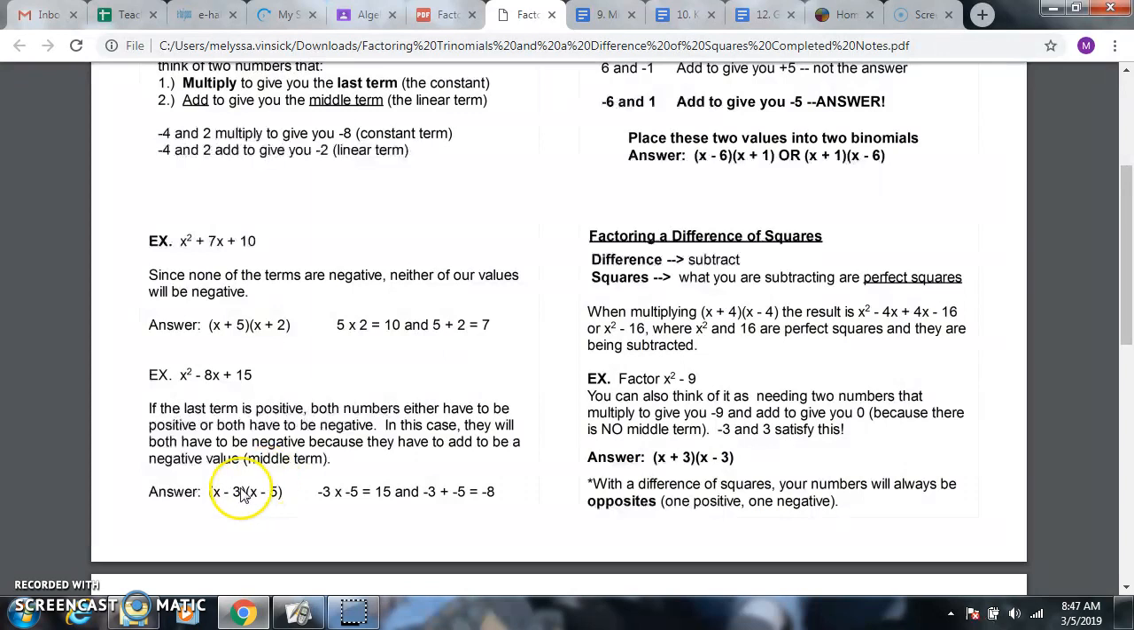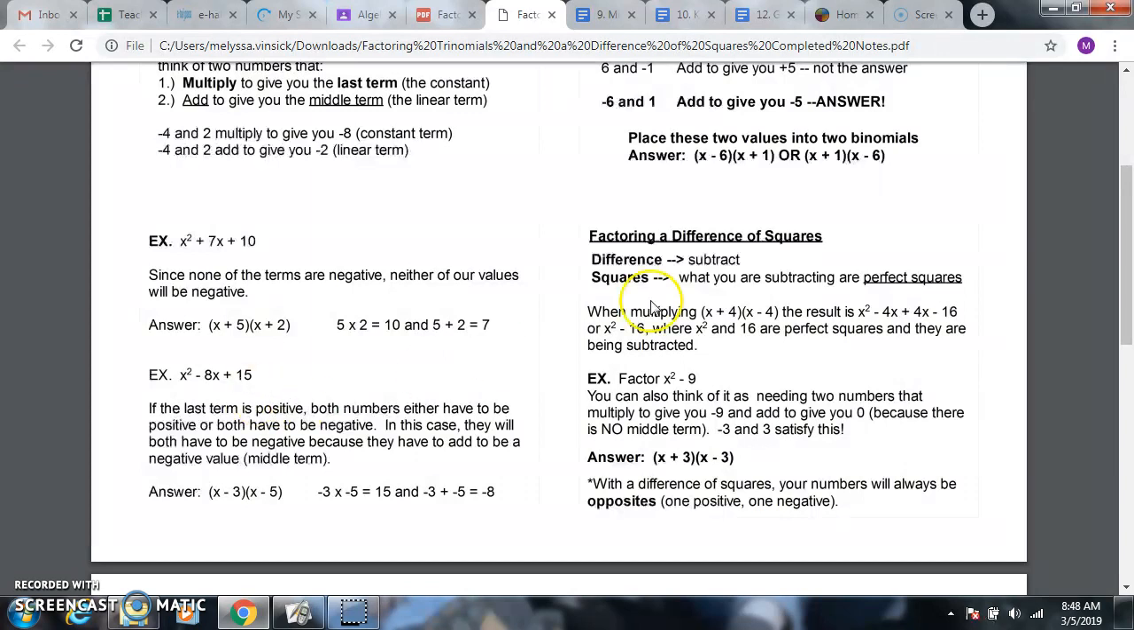Now again, make sure, easiest way to check these is to actually go back through. Once you think you have it factored, multiply it out. Distribute this x term to both. Distribute this negative 3 term to both. Combine like terms in the middle and make sure that you get what you started with. If you multiply these out, you should get exactly what you started with. If you didn't, then you definitely factored it wrong. Okay? You have to get your original problem with these when you check them.